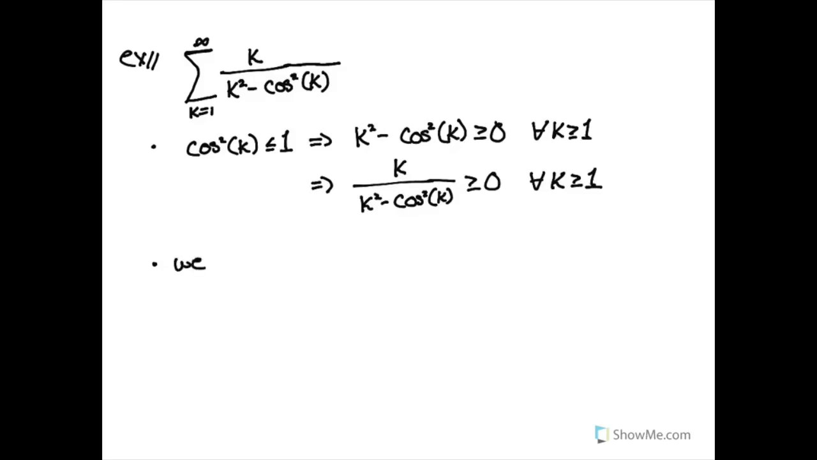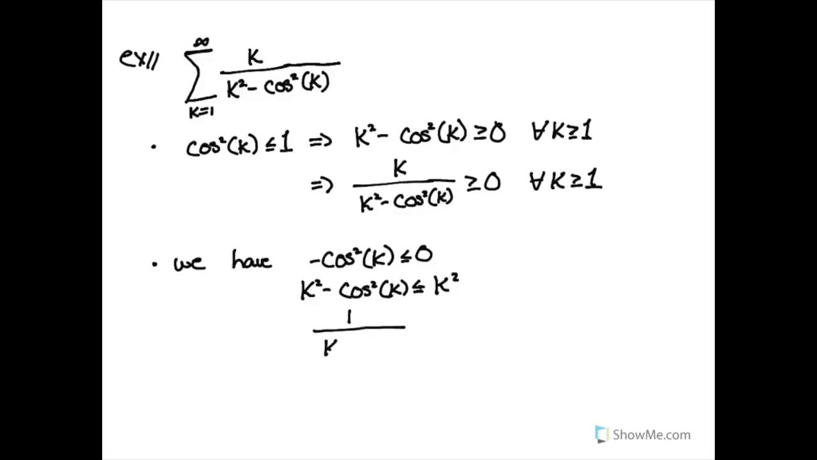So, to do this formally, we have that minus cos squared k is less than or equal to 0, which means that k squared minus cos squared k is less than or equal to k squared, which implies that 1 over k squared minus cos squared k is greater than or equal to 1 over k squared.